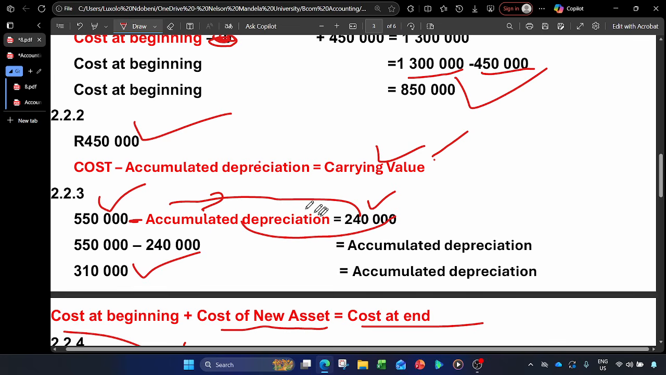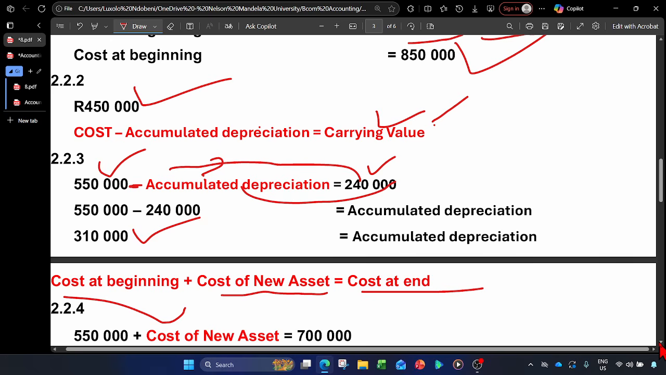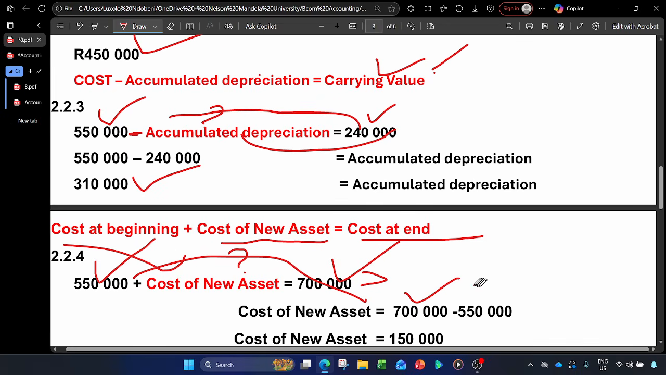But now let's put it in our formula and substitute it. Remember, as I said, I always like to substitute so that it will give you an indication of another formula. So the cost at the end is given to you, 700,000. Cost at beginning is 550. Cost of the new addition is not given. That is a question mark, right? So now, as I said, we just transfer the cost at the beginning of 550 and subtract it from 700,000. So you say 700,000 minus 550, you get the cost of the new asset. So now, this also creates another formula for you guys to know.